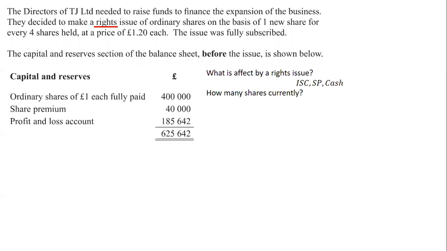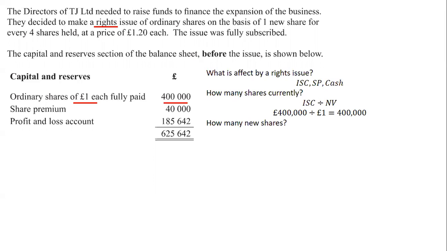How many shares are there currently? Well, to work it out, we use that formula, the issued share capital divided by the nominal value. So we need to find those two numbers. The issued share capital is the 400,000 and the nominal value is the £1. So 400,000 divided by £1 is 400,000 shares.